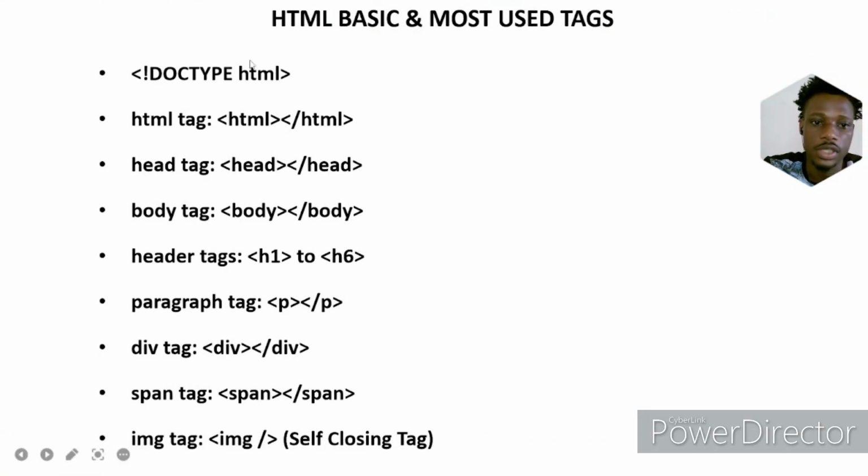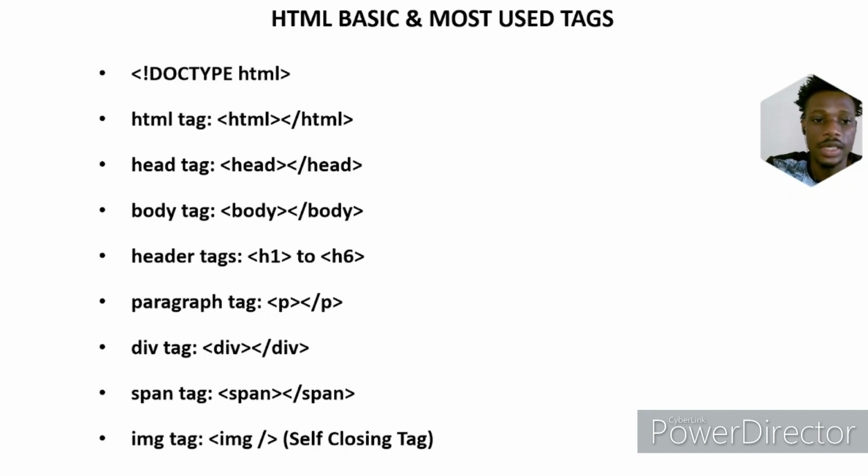So we have the doc type. We have the doc type that has this attribute, HTML. We have the HTML tag itself. This is the parent tag that surrounds every other tag. We have the head tag. In the HTML tag, we have two sections. We have the head tag and the body tag.